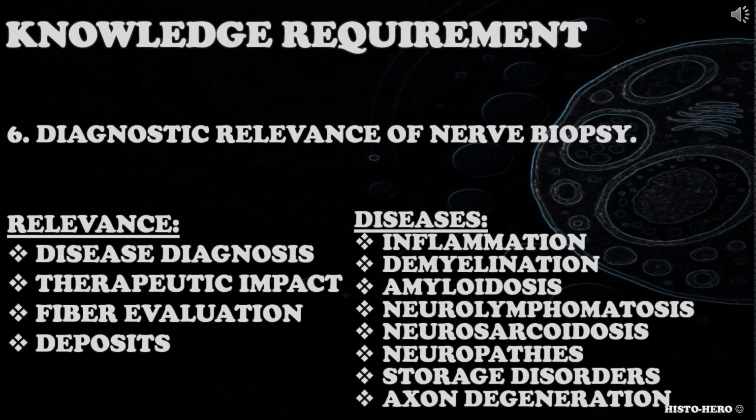The sixth knowledge requirement is for you to know the diagnostic relevance of nerve biopsy. What is the diagnostic relevance of nerve biopsy? What diseases can be investigated on nerve biopsy? Consider the diagnostic relevance for disease diagnosis, therapeutic impact, fiber evaluation, and pathological deposits identification. Also consider diseases that can be detected on nerve biopsy like inflammation, demyelination, amyloidosis, neurolymphomatosis, neurosarcoidosis, various neuropathies, storage disorders or axon degeneration.